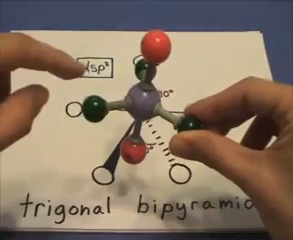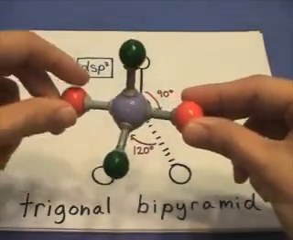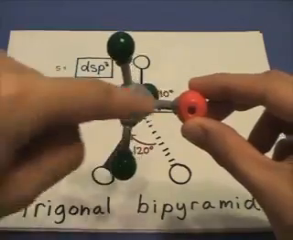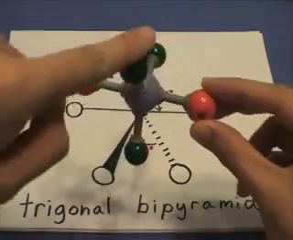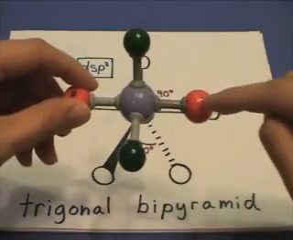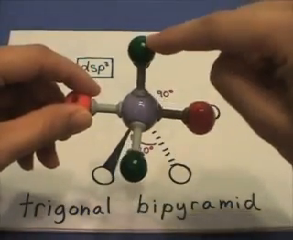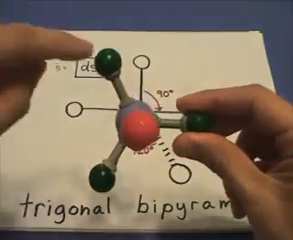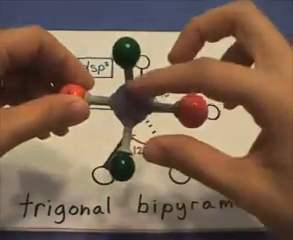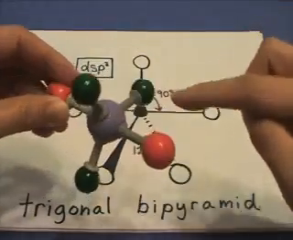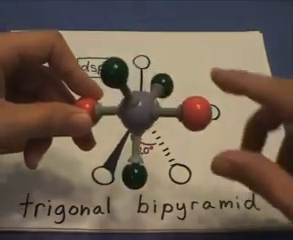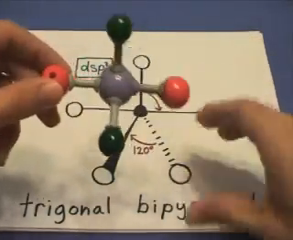dsp3, trigonal bipyramid. Notice I've colored the atoms that are axial red and equatorial green. They are not the same. Notice that there is a 90 degree bond angle between this axial and this equatorial atom, and it's 120 degrees between the equatorial bonds. So green to green is 120 degrees, red to green is 90 degrees. So there are two different bond angles in a trigonal bipyramid, dsp3 hybridized central atom.